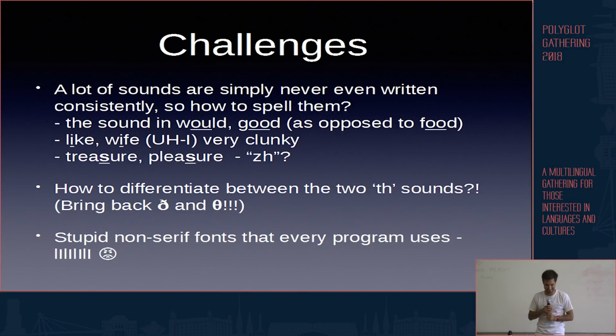So I need help. And then there are these stupid non-serif fonts. All I want to do is write a lowercase L and then a capital I, and that's what it looks like. They're not the same letter. Stop doing this to me, bad fonts.